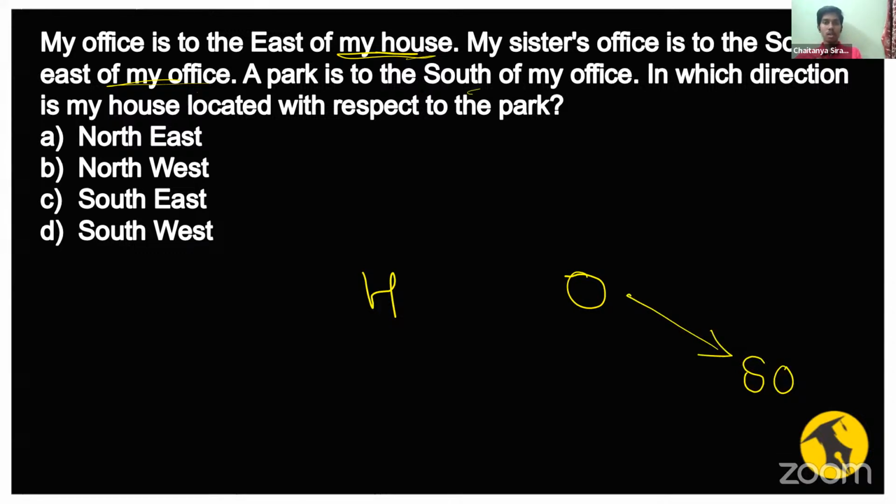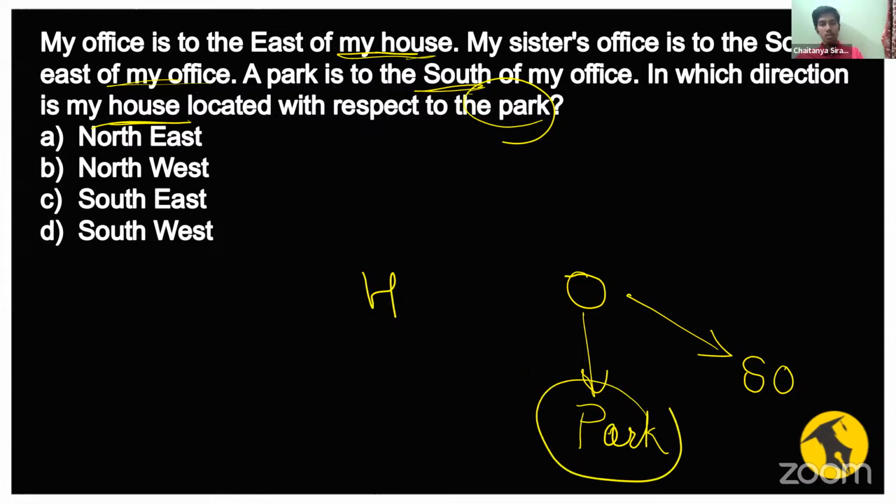And a park is to the south of my office. So there's the park. The question asks in which direction my house is located with respect to the park. So if this is my reference point, I am pointing towards the northwest direction. So the correct answer is option B. Fairly easy question. If you just draw the diagram, you can easily answer it.